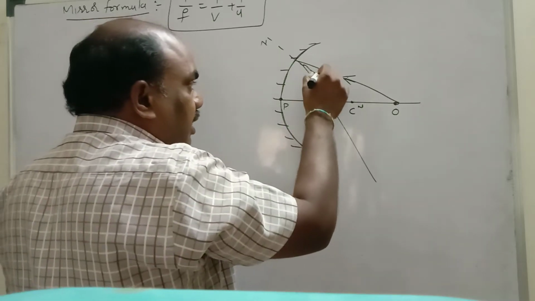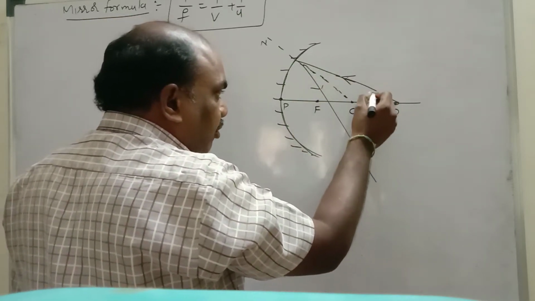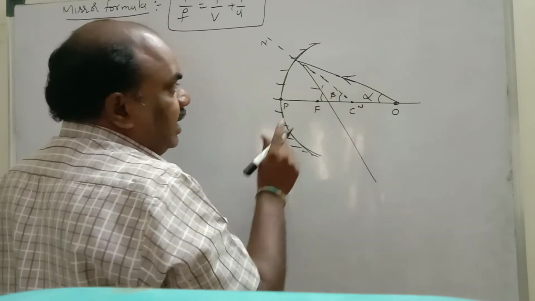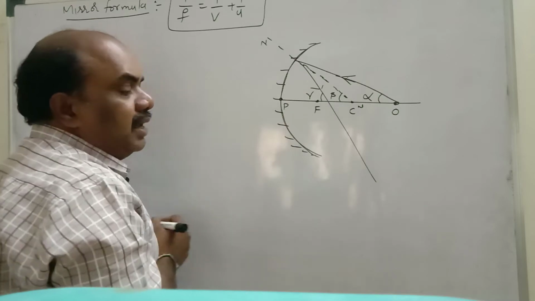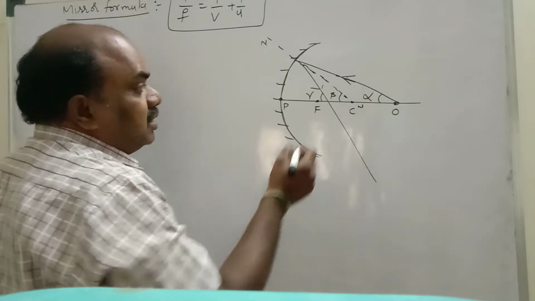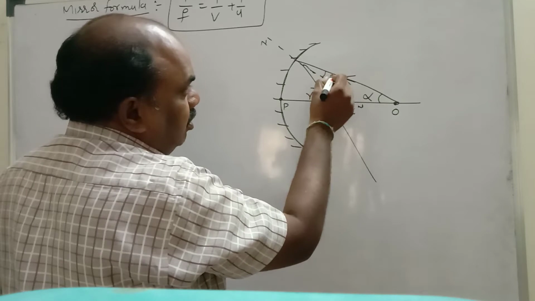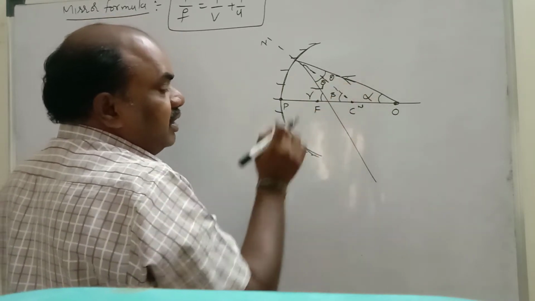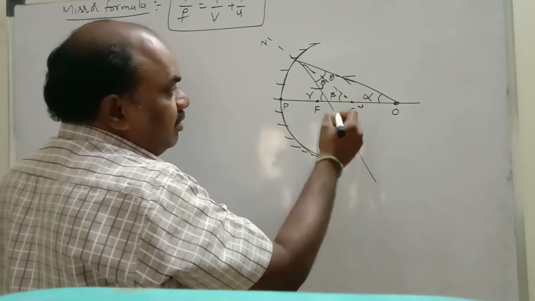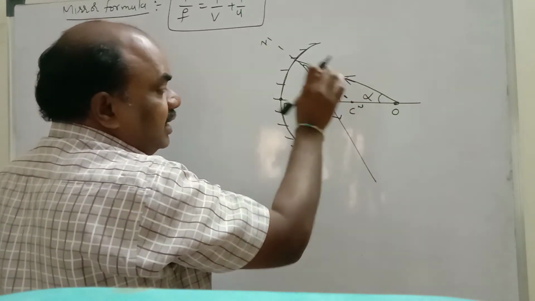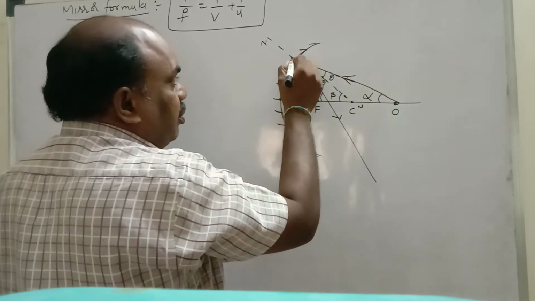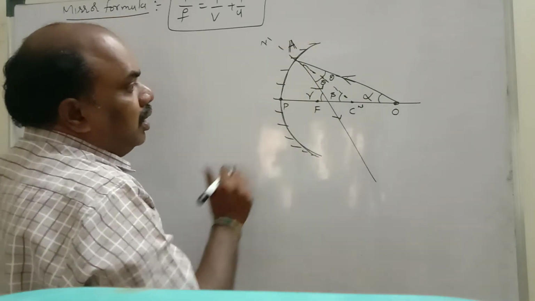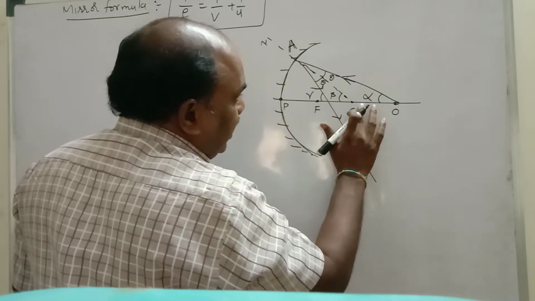Now see children, this incident ray is making angle alpha with the principal axis. The normal is making angle beta, and this reflected ray is making angle gamma. We know from the laws of reflection that the angle of incidence is equal to the angle of reflection. What is the angle of incidence? The angle made by the incident ray with the normal. The angle made by the reflected ray with the normal is called the angle of reflection. This angle and this angle will be equal. Let this point be capital A. Now ACO is one triangle.